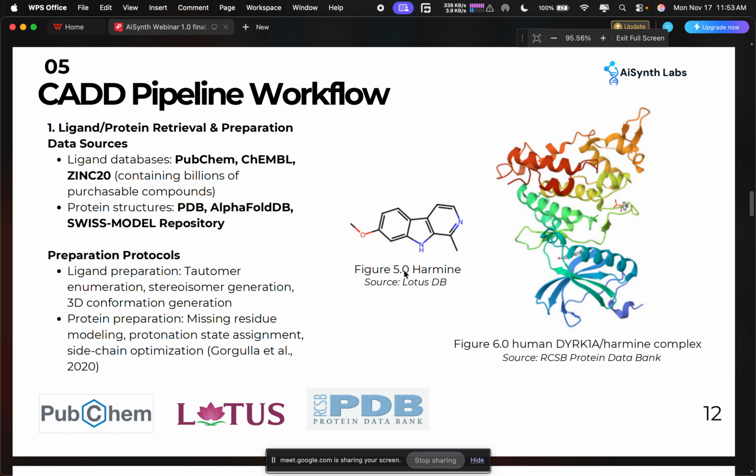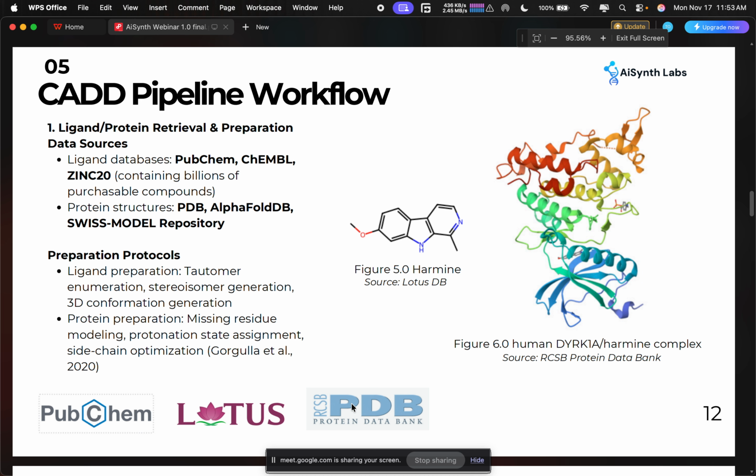So one of the first things, like I said, is ligand and protein retrieval and preparation. There are different places you can get ligands. You can get ligands from PubChem. You can get them from LOTUS. From PubChem, you get drug-like synthetic compounds. And the LOTUS database is for natural products, compounds you would find in nature, maybe from animals, from plants, from fungi. Those are chemicals from natural products. So if you want to deal with natural products, you come to LOTUS. You get your library of compounds from LOTUS.